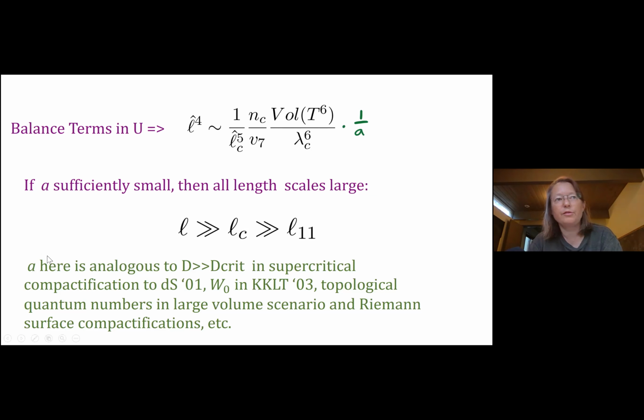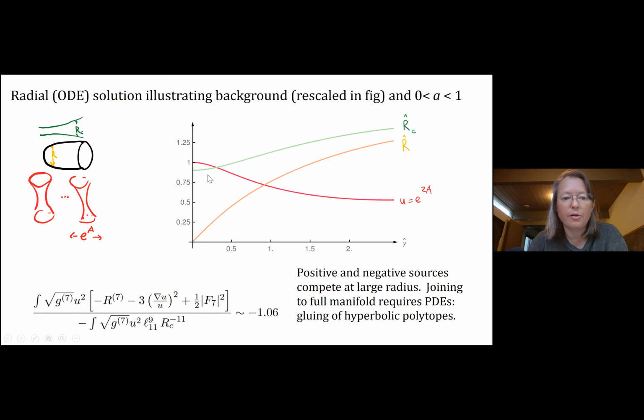This A, which we showed how to tune, is, well, decision models are not new, so having such a control parameter is familiar. It's analogous to the D of the supercritical models, the W naught of KKLT that we've heard about already, although there is more structure there, as Arthur stressed. There's various topological quantum numbers in the Riemann surface compactifications and large volume scenario. So for us, this A is playing that sort of role.